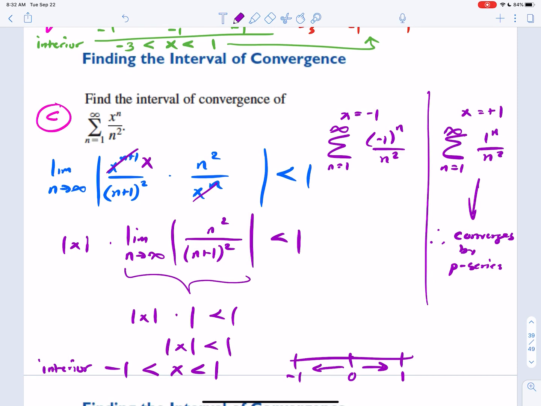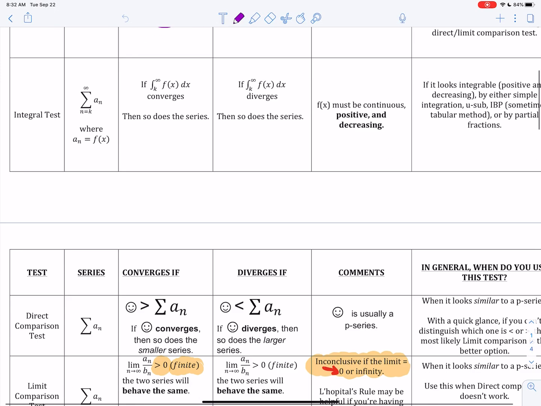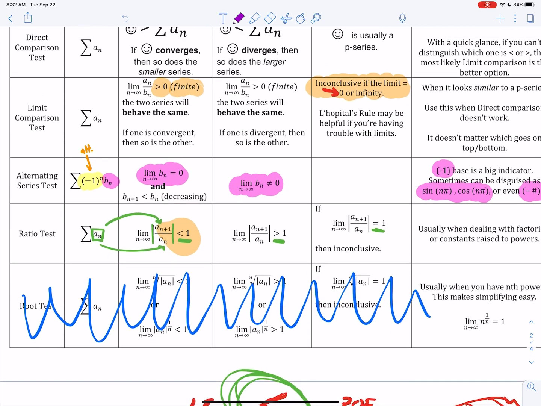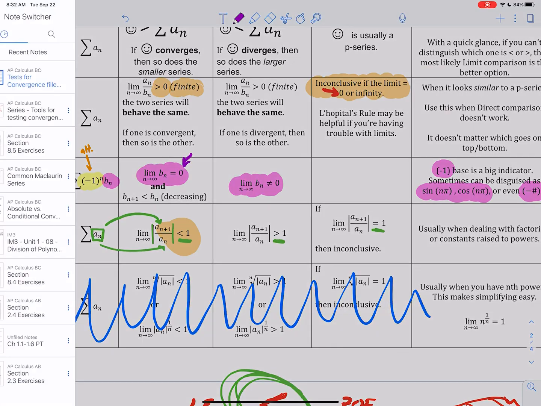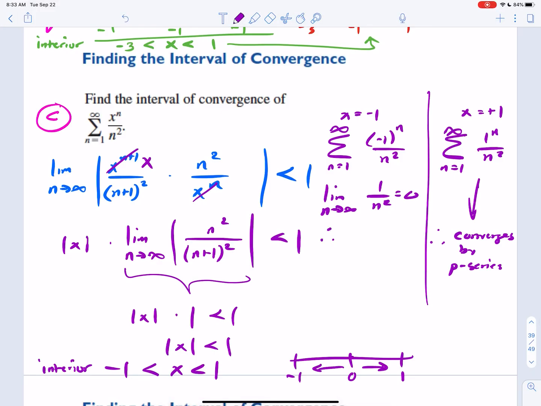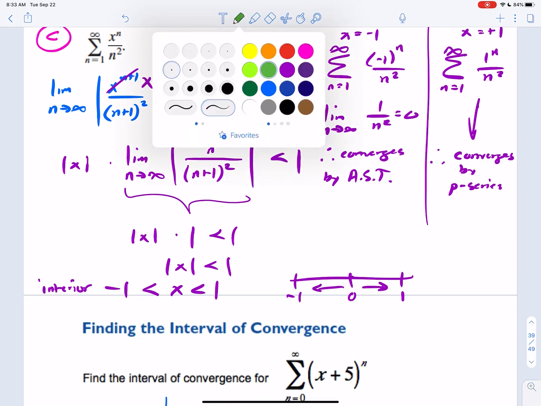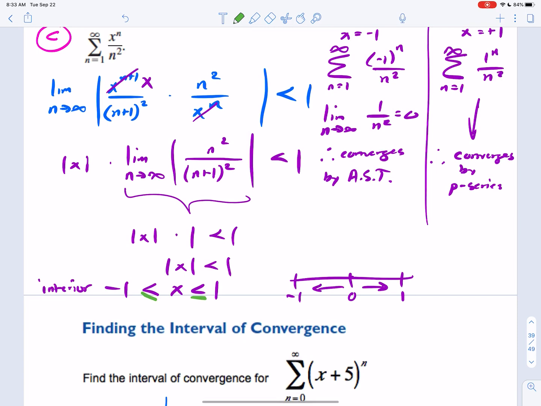Over here, I noticed that there's an alternating piece, so I'll run the alternating series test. I'll take the limit of everything except the alternating part. This here comes out to 0, so let's take a look. For the alternating series test, if it comes out to 0, I know it's going to converge. Therefore converges by the alternating series test. So that means we're going to include both of these because they both converge. So that's just going to be bracket -1 to 1 bracket. Hopefully you got that too. But if you didn't, please make sure you ask for clarity, okay?